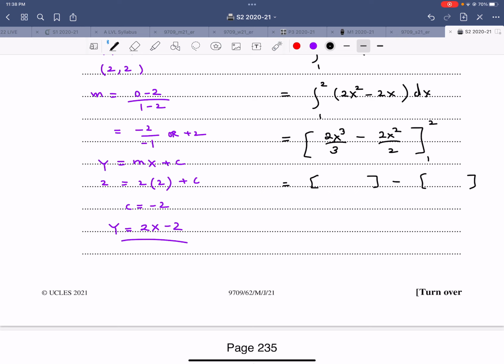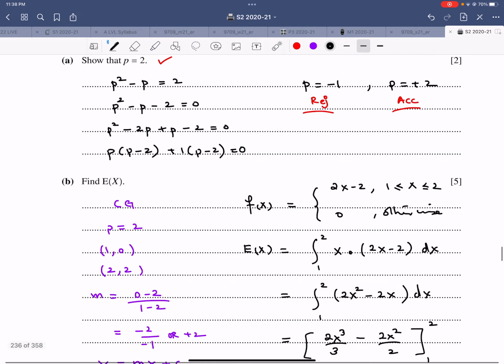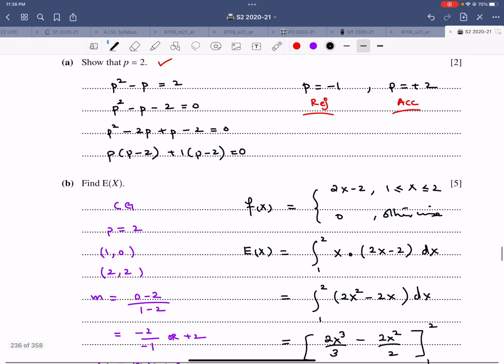So that is question number 3, the two parts. This is 2 and 5, that is 7 marks.